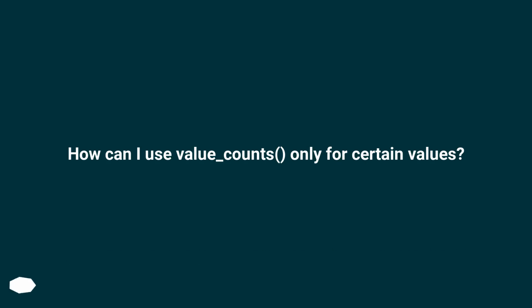How can I use value_counts only for certain values?